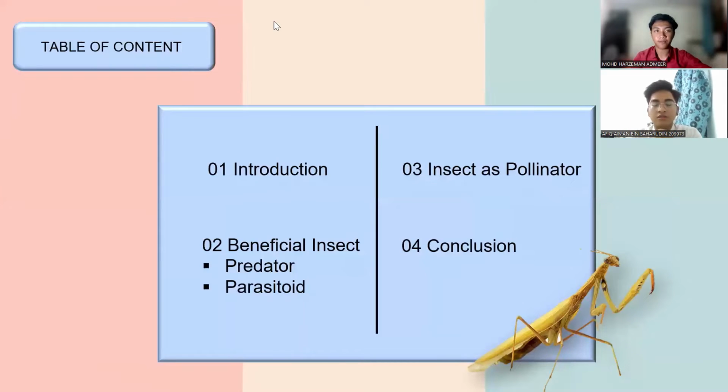Moving on. So today for our presentation, we have four main parts. Firstly is our introduction. Second is beneficial insects that include predator and parasitoid. Next is insects as pollinator. And finally are our conclusions.